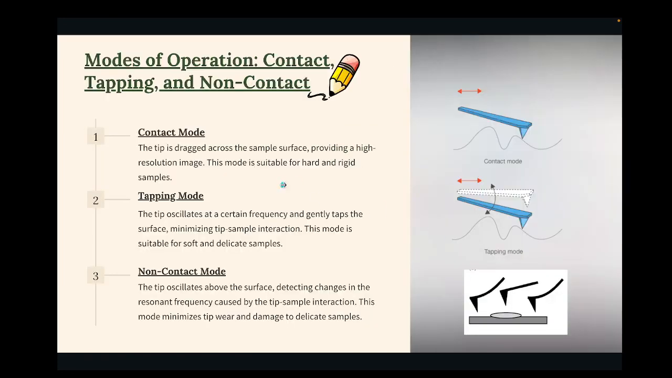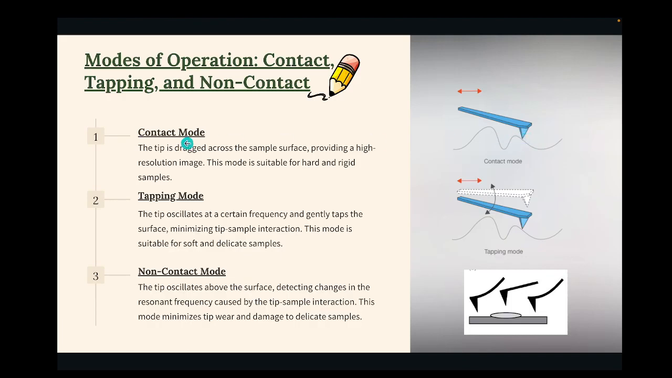So now the modes of operation of the AFM. These are the three modes of operation of AFM: contact mode, tapping mode, and non-contact mode. By the figure you can see that in contact mode the tip and the surface are always in contact. According to this, the deflection occurs when the tip moves over the surface. The tip moves up and the laser gets deflected, and when the tip moves down, again the laser gets deflected, so that there is continuous contact.